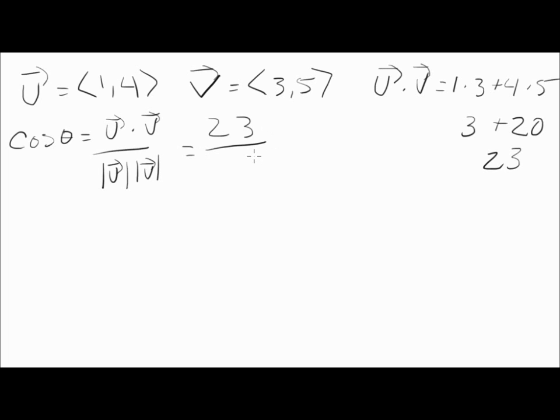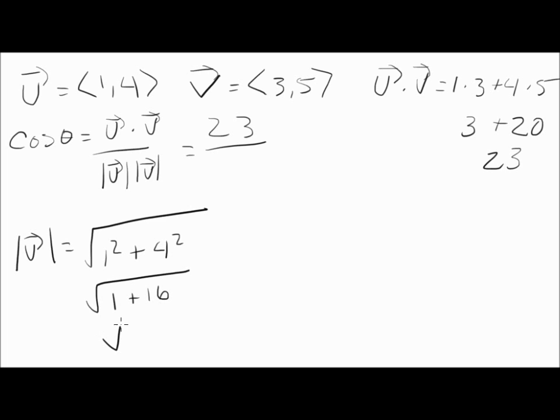So let's think back to last week when we did the magnitude. We found that the magnitude was the square root of a squared plus b squared. So it's the square root of our first number squared plus our second number squared. So let's find the magnitude of u down here. So we have the square root. Our first number is 1, so let's do 1 squared, plus our second number is 4, so let's do 4 squared. So we'll have the square root of 1 plus 16, and that'll give us the square root of 17.